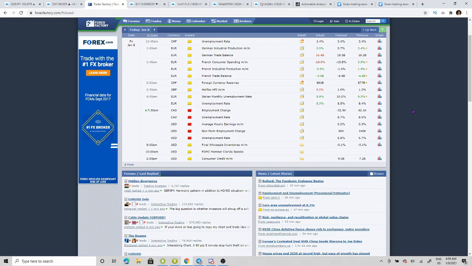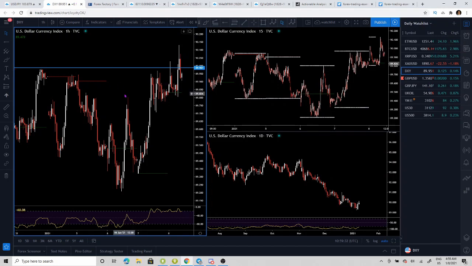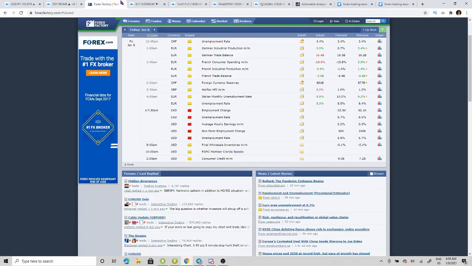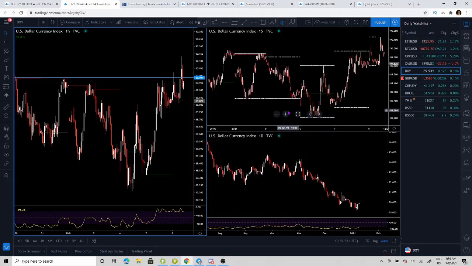Again, we are not going to front run this release, but we are going to look for opportunities to sell the US dollar if these numbers hold, or even if they come out worse than expected, right? So what we're going to do is first of all look at the US dollar or the DXY. The DXY is the US dollar currency index, right?